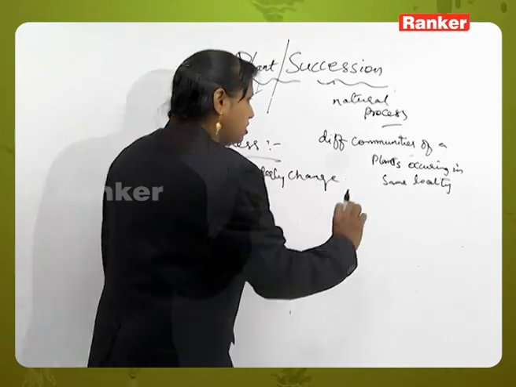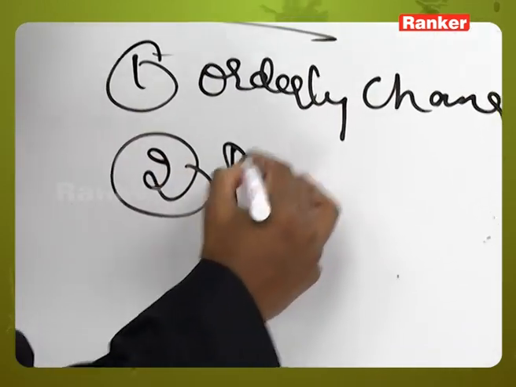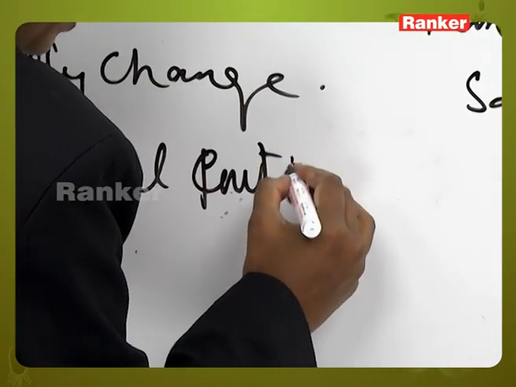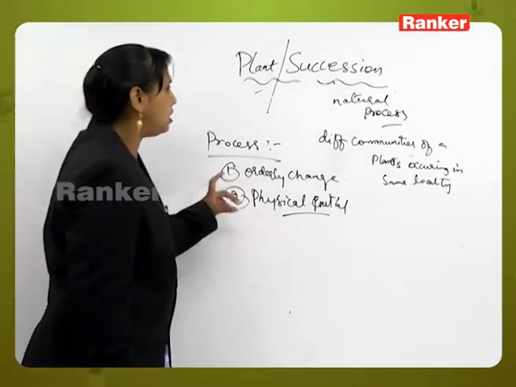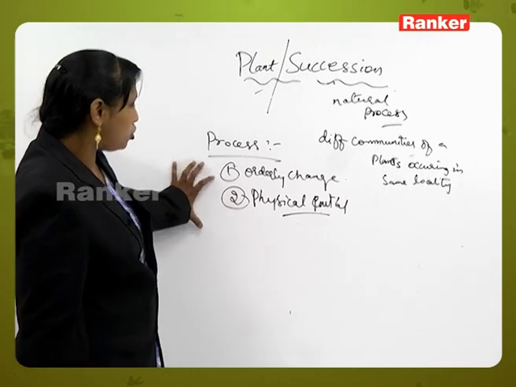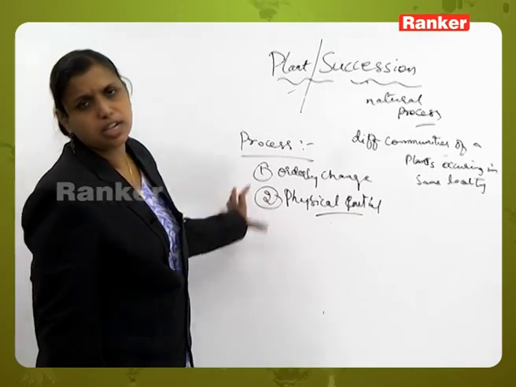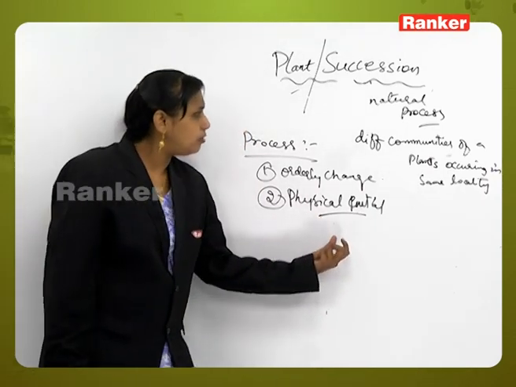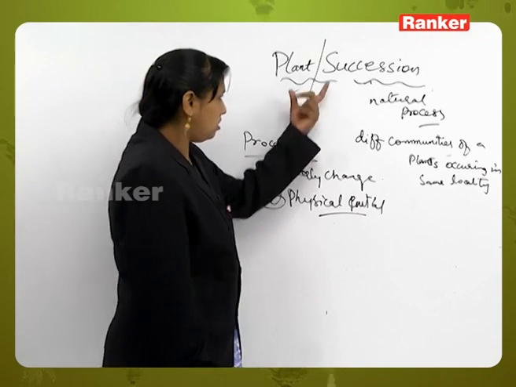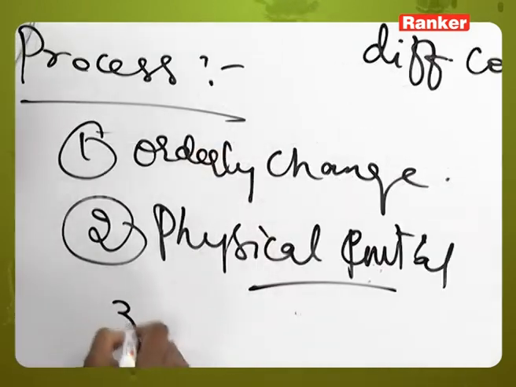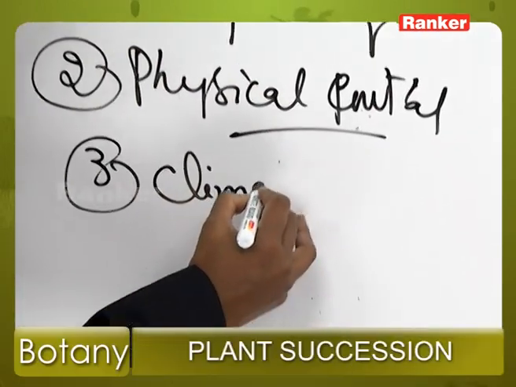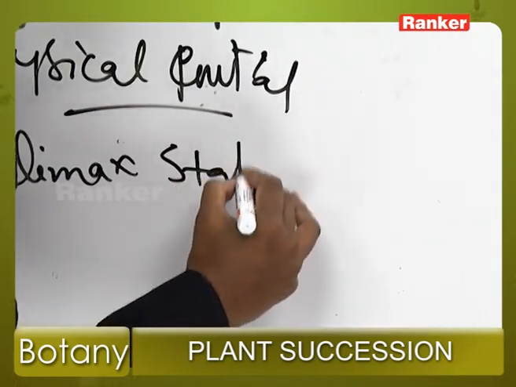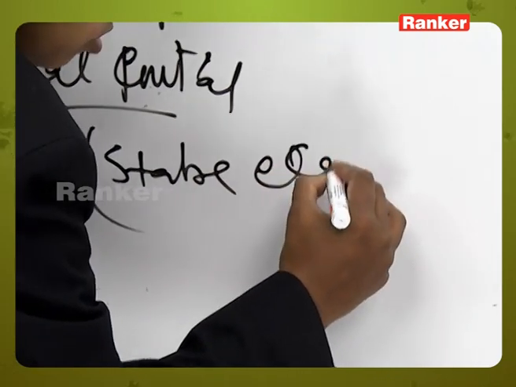Second, because of the physical environment, you will see that succession results from changes or modifications occurring in physical properties like temperature and climate, and all that leads to changes in plant succession. And third, it will lead to the formation of the climax ecosystem, which we can also call the climax stage.